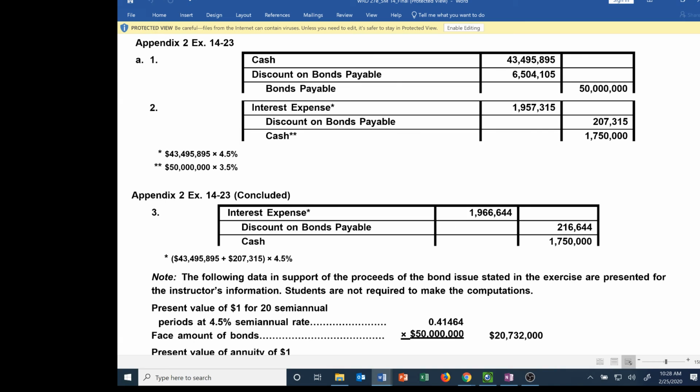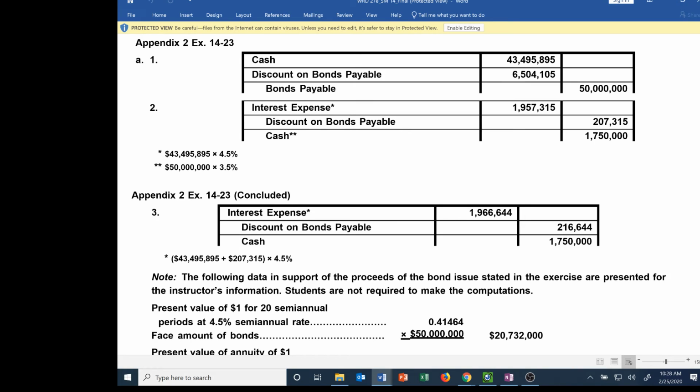All right. Now, you don't have to do this chart for this exercise, but you should do it to get these amounts. You should have had this to begin with if you were making the entry. Column 0. Now here's column 1. Was your real interest expense 1,957,315? Was your discount 207,315? And did you pay out cash of 1,750,000? You have that 5 times.